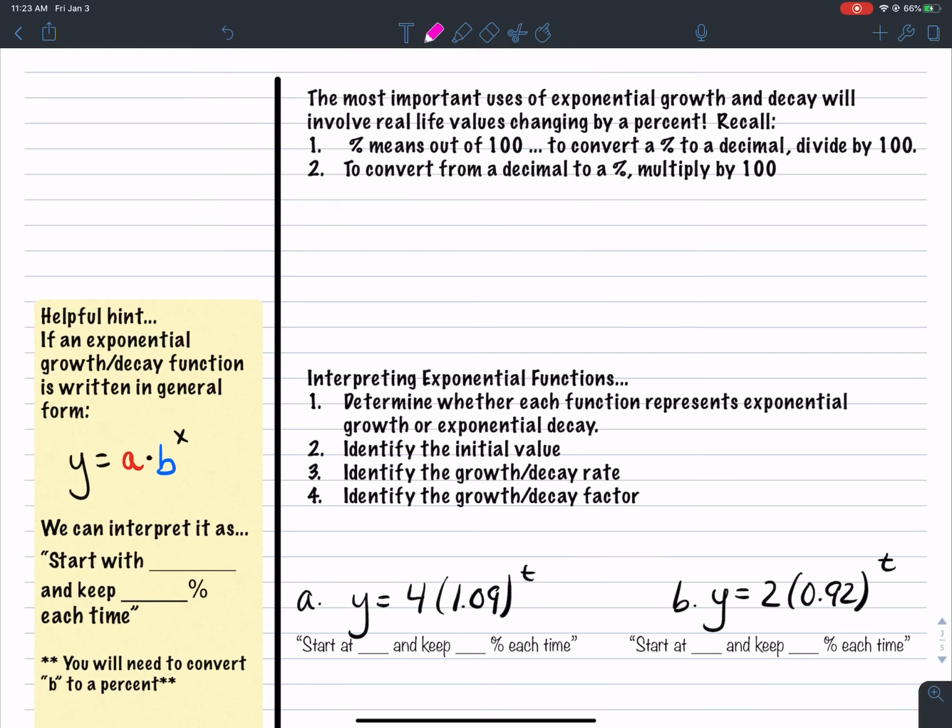We know that percent means out of 100. So if you're given a percent, like 17%, to convert that to a decimal, you take the number and divide it by 100. And as it does say in number 2, to go backwards, like if I had something like 0.06, to convert it to a percent, we multiply by 100. So just the background information.